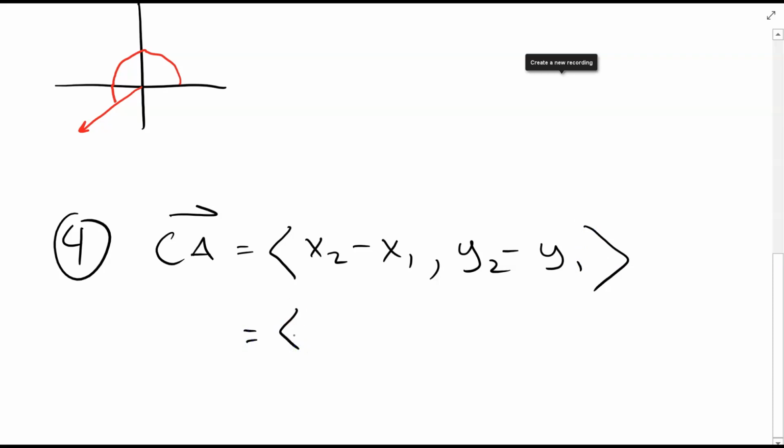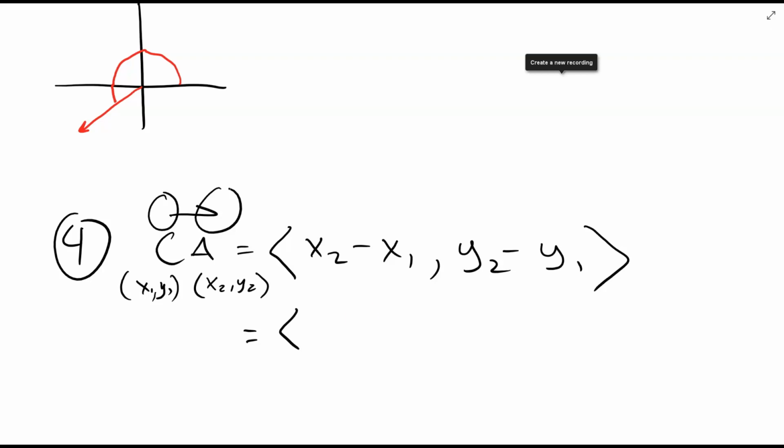So for C is my x1, y1. And A is my x2, y2. Got to be in that order, because that's the way the vector is pointing, where the beginning part of the vector is C, and the head part of the vector is A. So the initial part has to be C, and the terminal part has to be A.